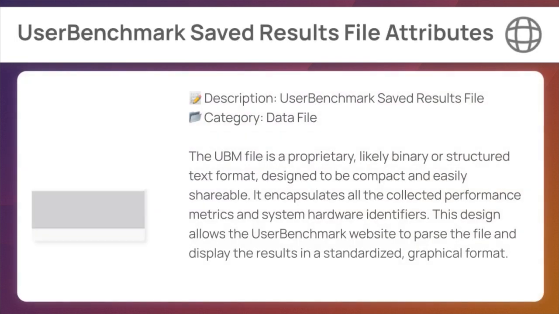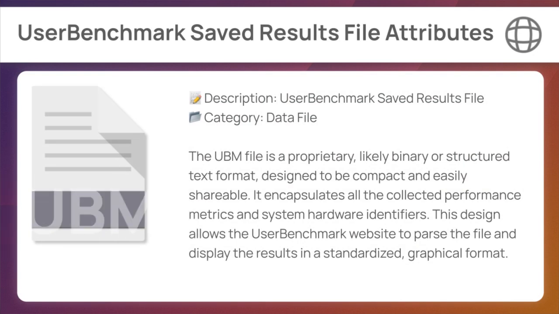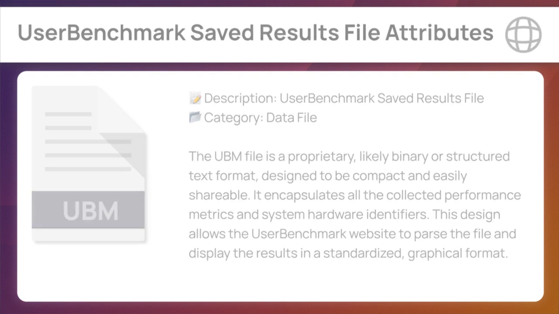The UBM file is a proprietary, likely binary or structured text format designed to be compact and easily shareable. It encapsulates all the collected performance metrics and system hardware identifiers. This design allows the UserBenchmark website to parse the file and display the results in a standardized graphical format.